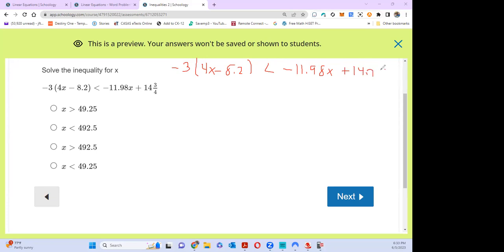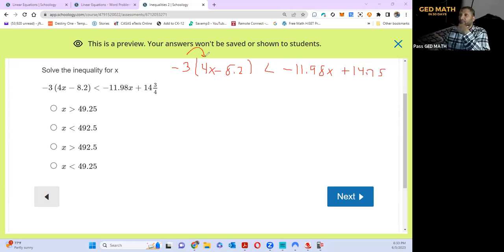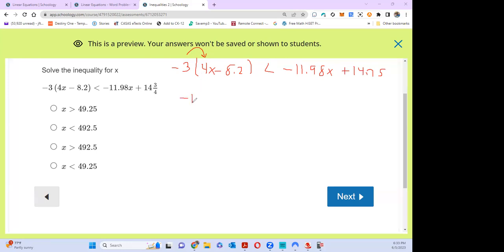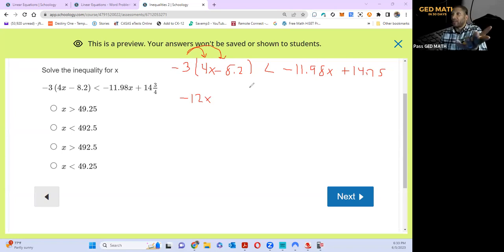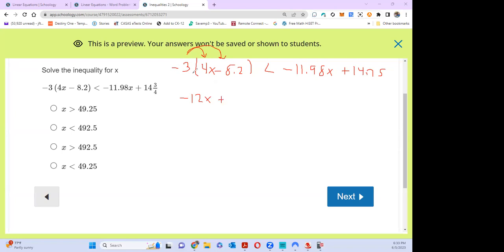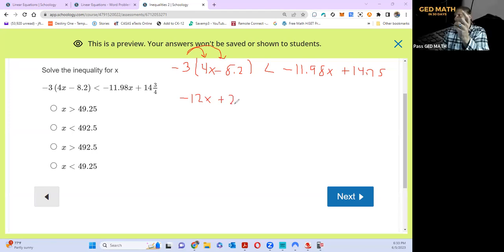It's the first thing I would do. Order of operations tells us we should do the distributive property. So minus 3 times 4x is minus 12x. Minus 3 times 8.2, a negative times a negative is a positive, so we get 24.6. Am I right? Yes.